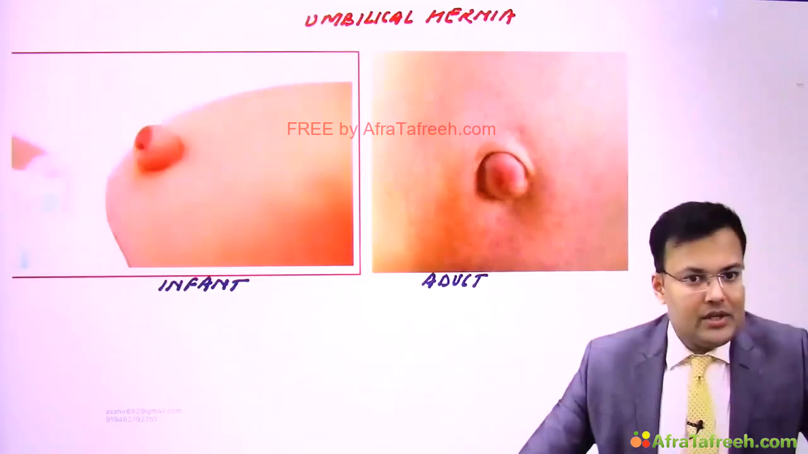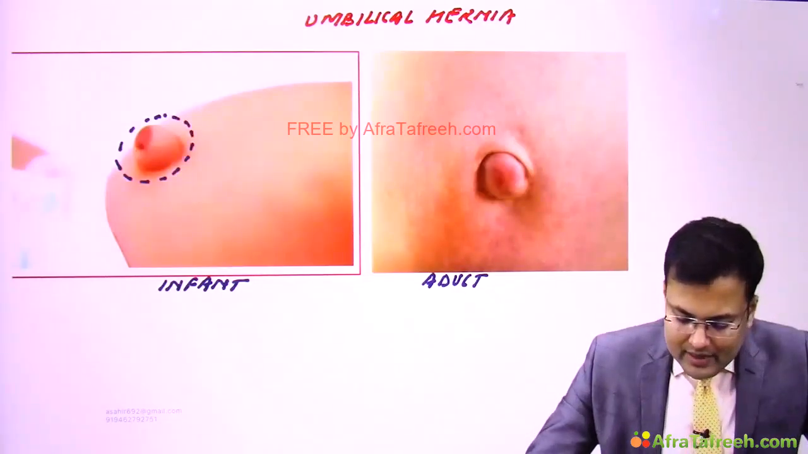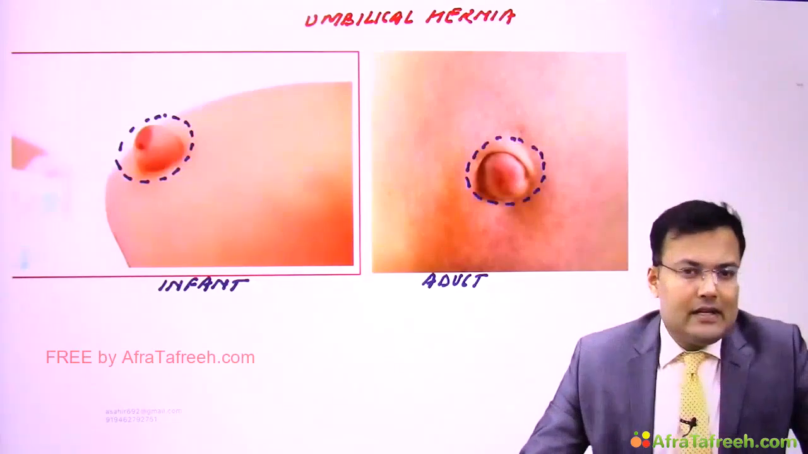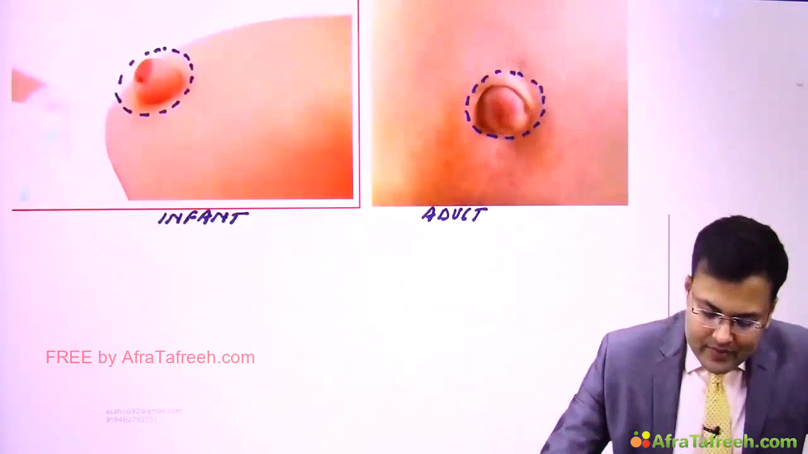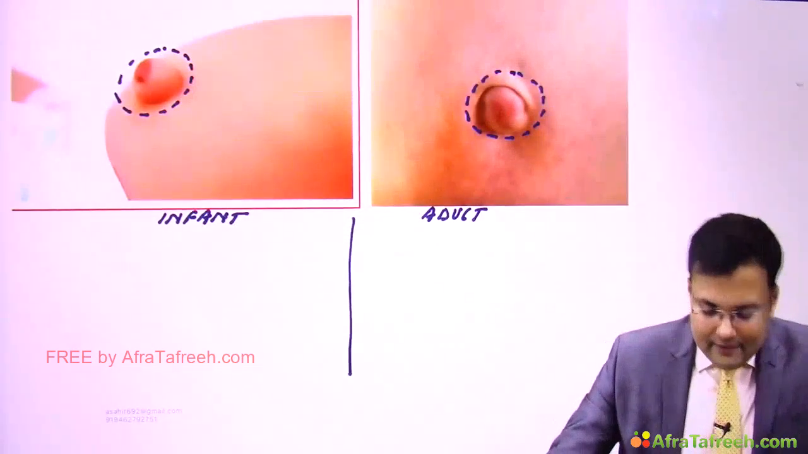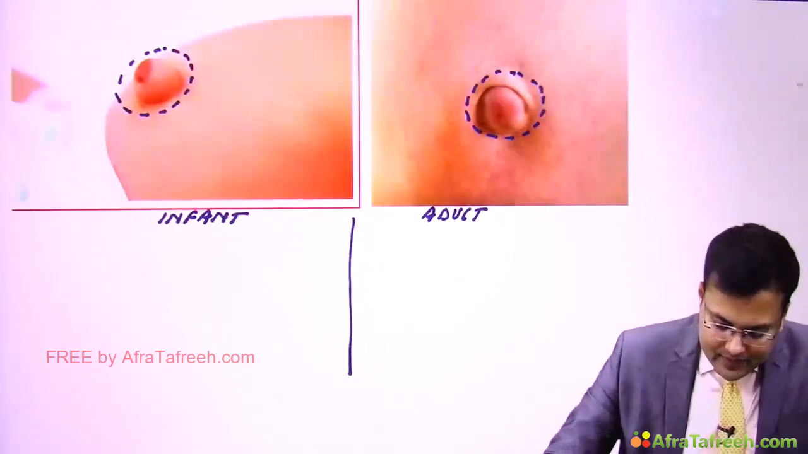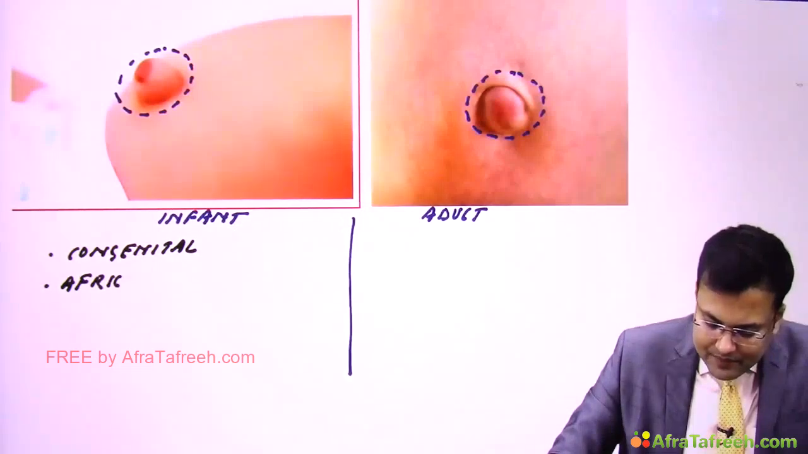So an adult patient and an infant, and here you can see herniation directly via umbilicus. In infants, it is congenital, and in adults, it is acquired. So see what are the differences. If you're talking about the umbilical hernia in infants, this is congenital, and generally it is more common in Africans.